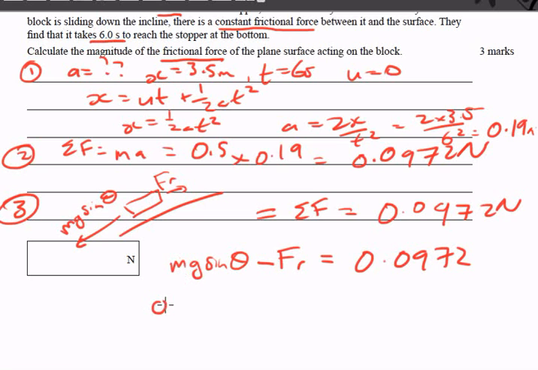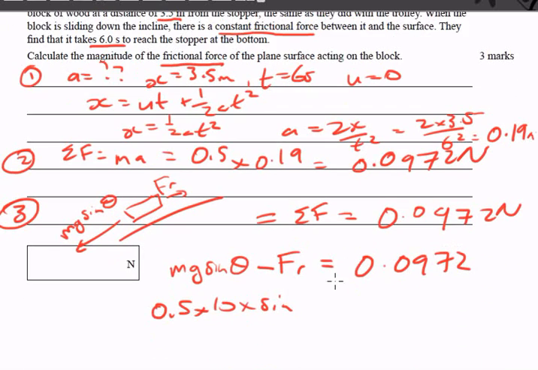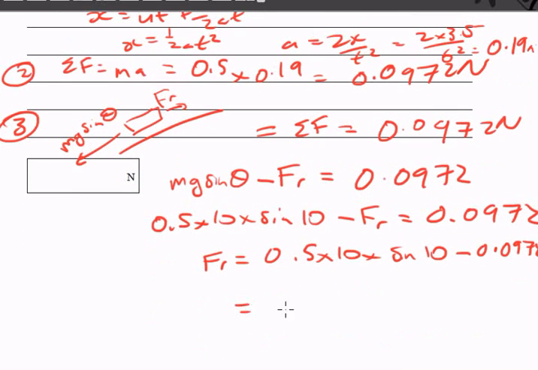Put the numbers in then: m is 0.5 times 10 times sine of the angle. What was the angle? The angle is 10 degrees. So 0.5 times 10 times sine 10 minus my friction force equals 0.0972. Rearranging, I add the friction force to both sides and subtract 0.0972: friction force equals 0.5 times 10 times sine 10 minus 0.0972. I do it on my calculator, I get 0.77 newtons. Tough question, really tough question.